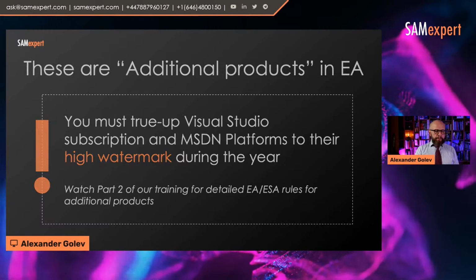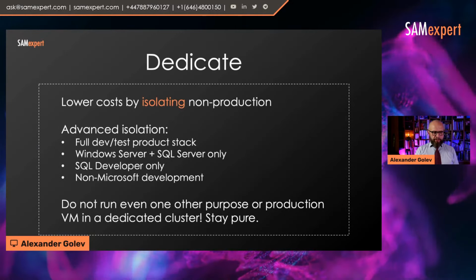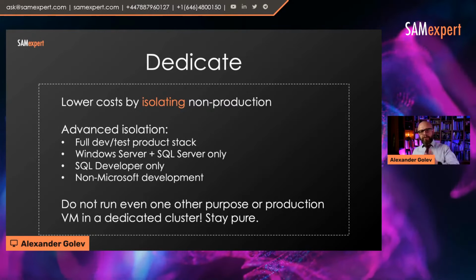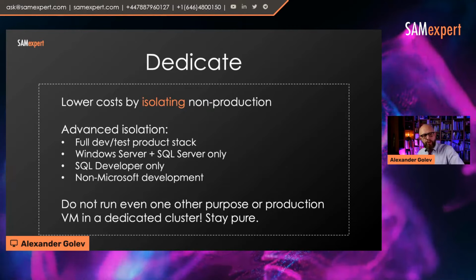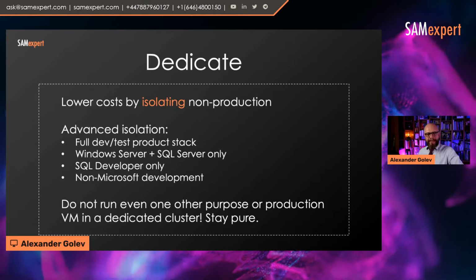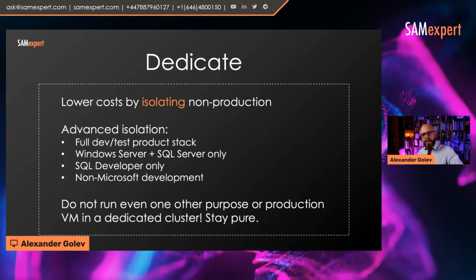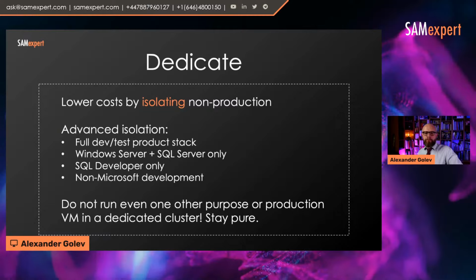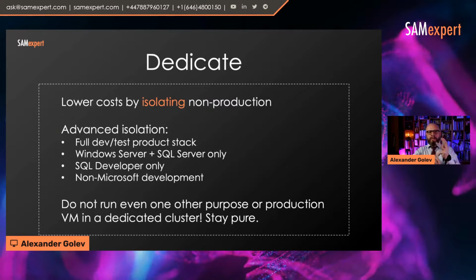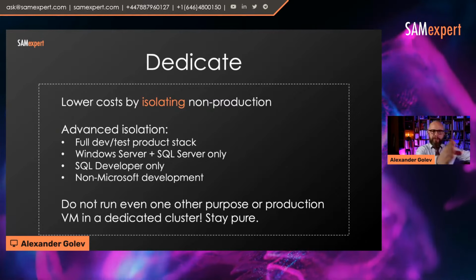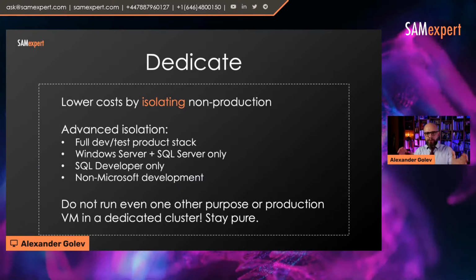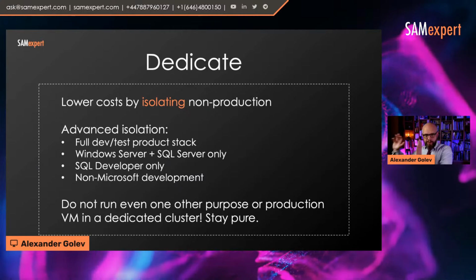And my biggest advice in regards to non-production environments is, I will keep repeating this, I might even record a video about it: dedicate everything. Reduce your costs by isolating non-production. The best way I've seen it actually done was when a client put the developers in four silos. Firstly, full dev test product stack, when you need Dynamics, SharePoint, Exchange: separate cluster or clusters. Windows Server plus SQL Server only: separate cluster or clusters. SQL Developer only: separate sandbox.